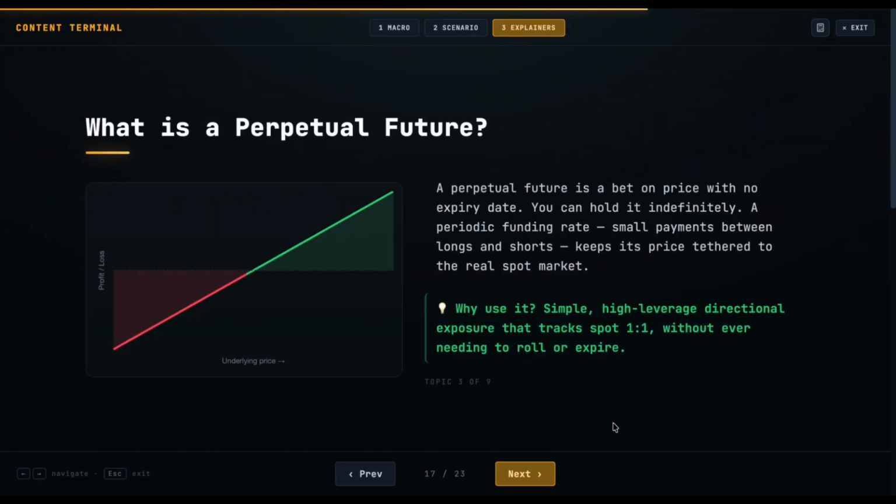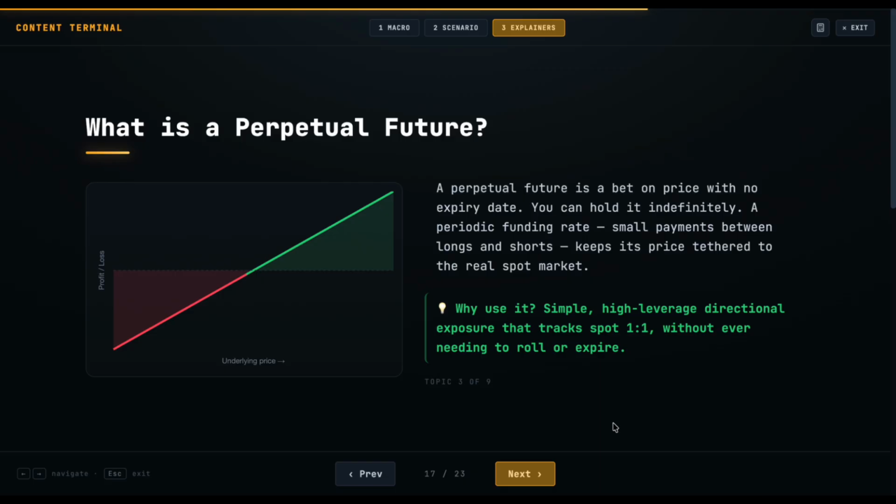And as a result, what kind of derivatives are there? The first one is a perpetual contract, which is a perpetual future. A perpetual future contract is basically a bet on a price with no expiry date. So it's a contract that has zero expiry date, so you can hold this contract forever, right? And you can bet on the price going up or the price going down, and you can hold this contract forever.